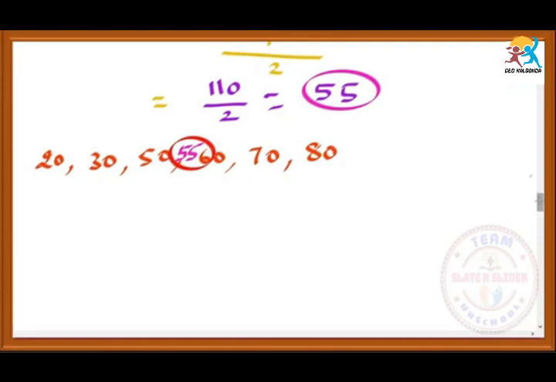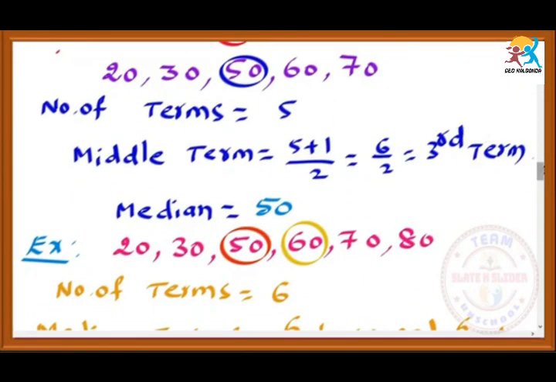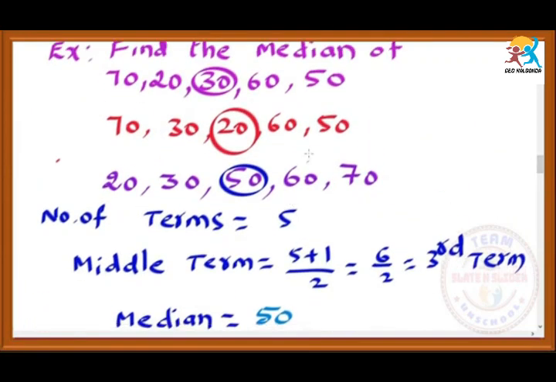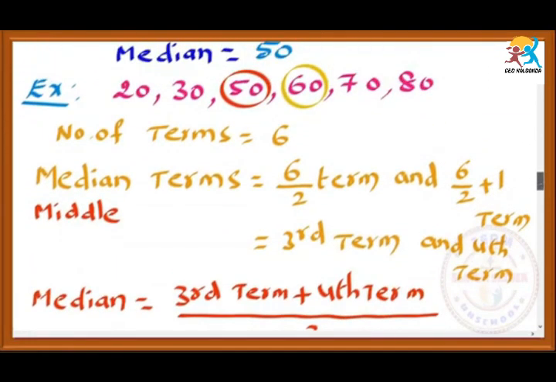By observing these two examples we can conclude that here the number of terms is 5, and 5 is an odd number. If the number of terms is an odd number, then the middle term, or the median term, will be the (5 plus 1) by 2 term. In the next example the number of terms is 6, that means an even number. If the number of terms is an even number, then the middle terms will be the n by 2 term and the n by 2 plus 1 term, and the median will be their average.